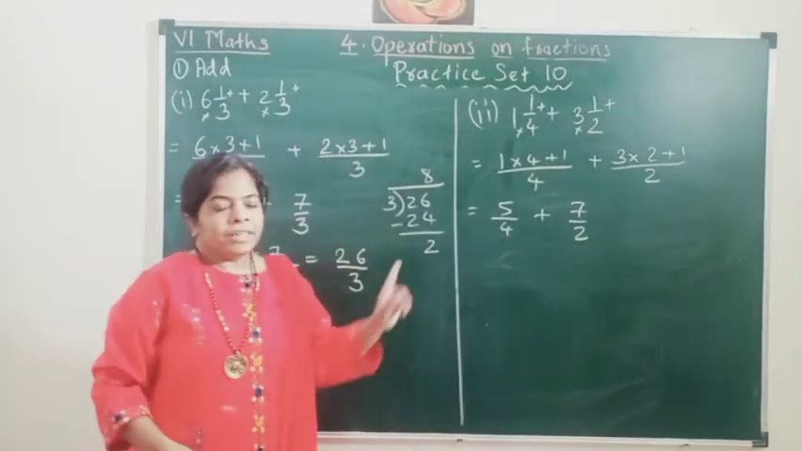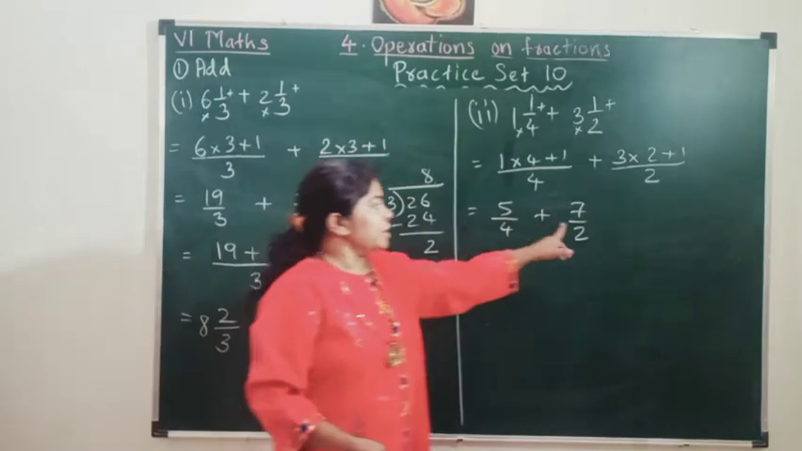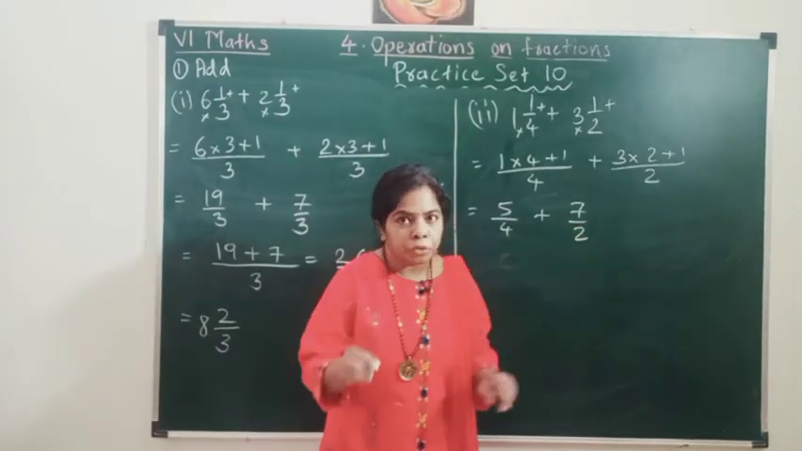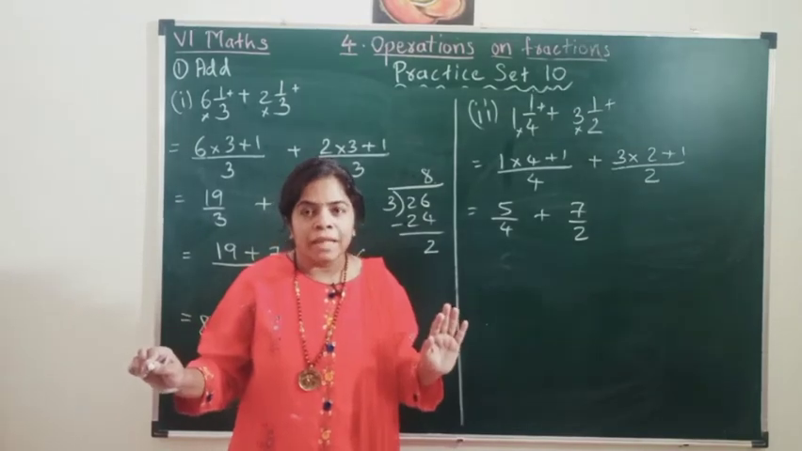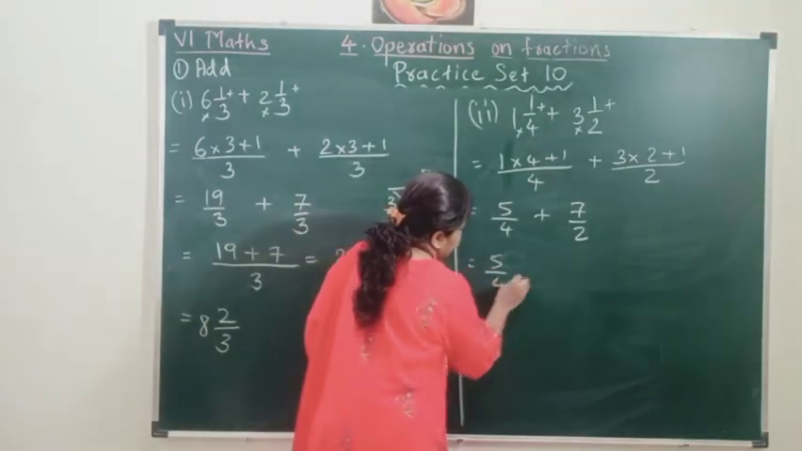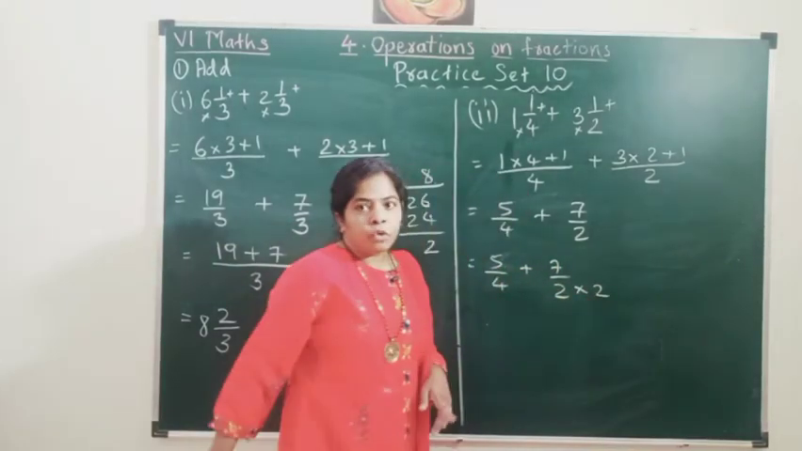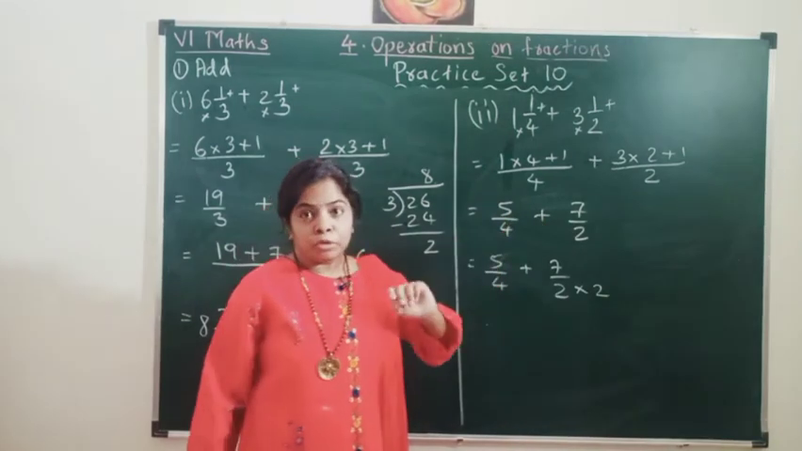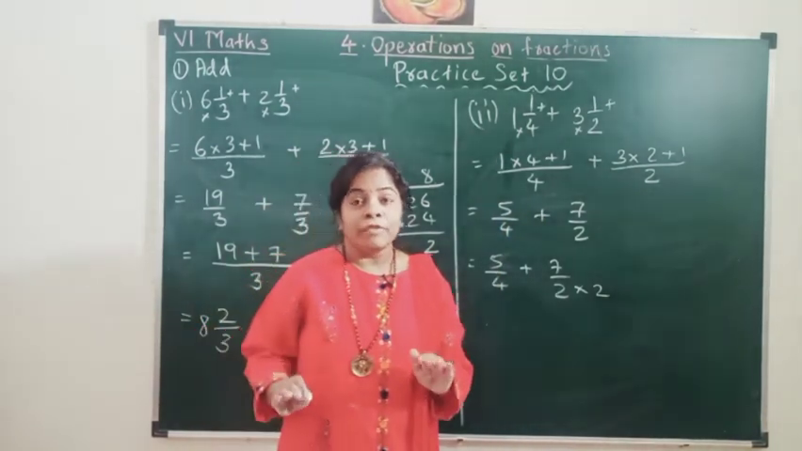Now see children, this is looking much easier. Now what I will do, I will just multiply this fraction by 2. 2 2s are 4 and my both fractions will have same denominator. That's it. 2 2s are 4, same 2 I have to multiply up also just to balance the fraction, just to keep the value of the fraction same.